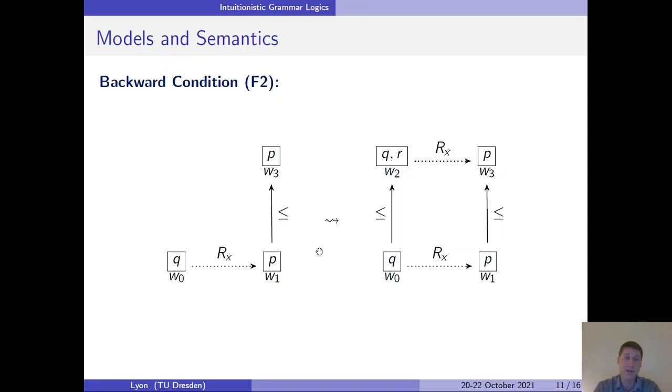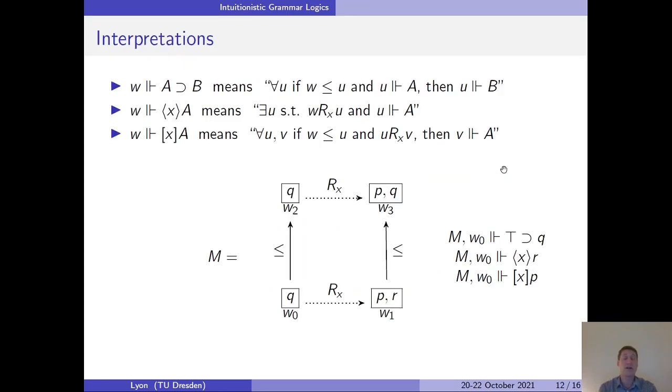And we have the backward condition, also a type of convergence condition, which says that if I have a point W1 which is modally seen by a point W naught and which intuitionistically sees a point W3, then there exists a point W2 which is intuitionistically seen by W naught and which modally sees W3. Okay, so those are the types of models used by birelational sigma models.